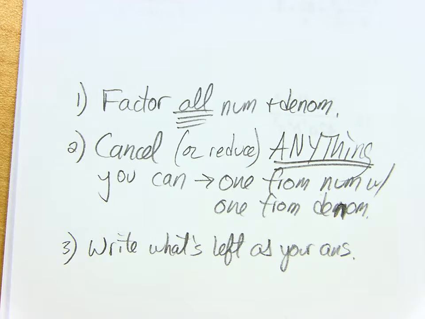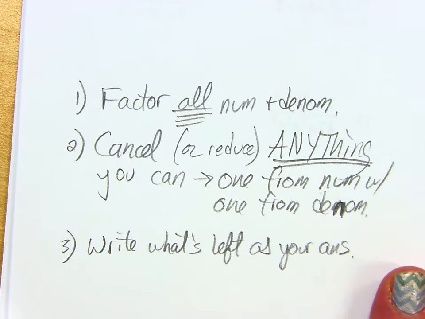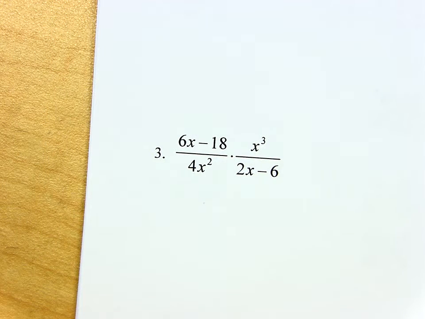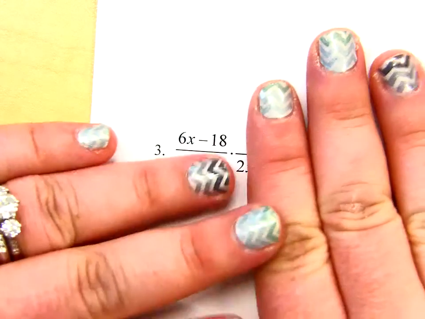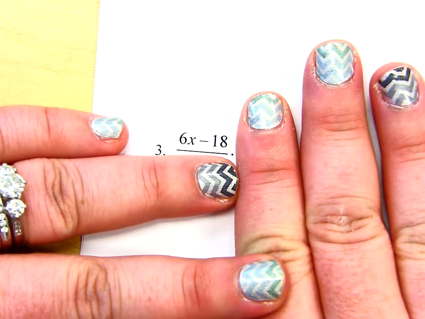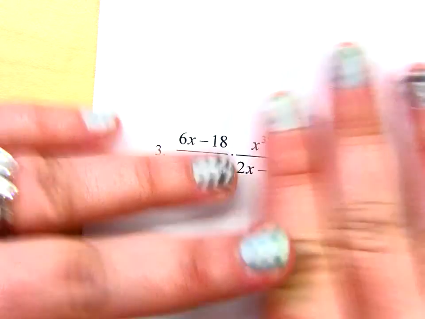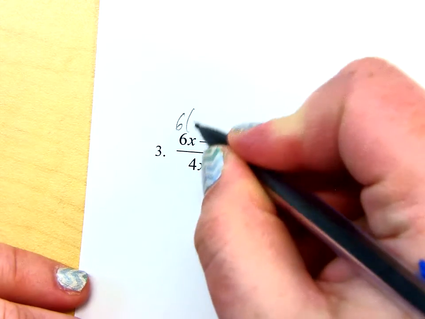So I actually want to start with one like number 3. Okay. Number 3. So if we follow the steps, number 1, factor all numerators and denominators. So I'm going to look at each one as its own little thing. So I'm just going to look at that 6x minus 18. Can I factor that? Is there anything to do there? Yeah, what can I do? Take out 6. So take out a 6, you're left with x minus 3.